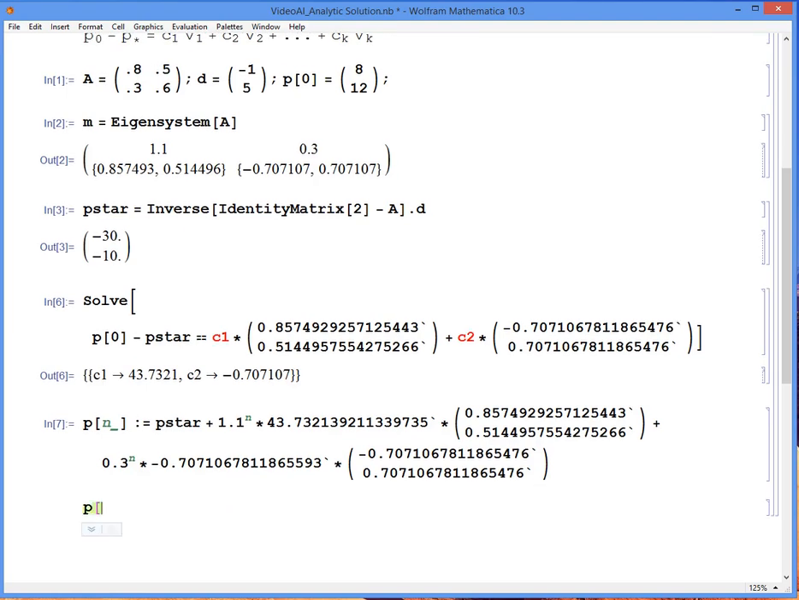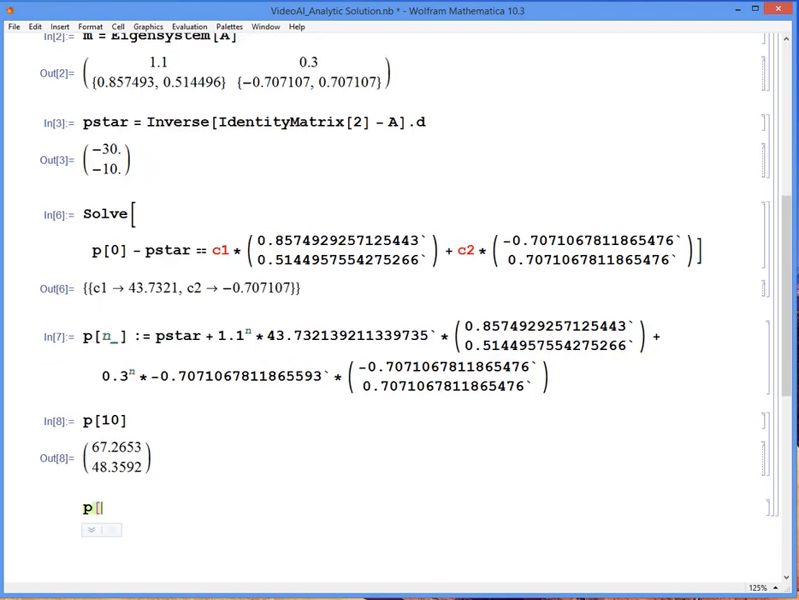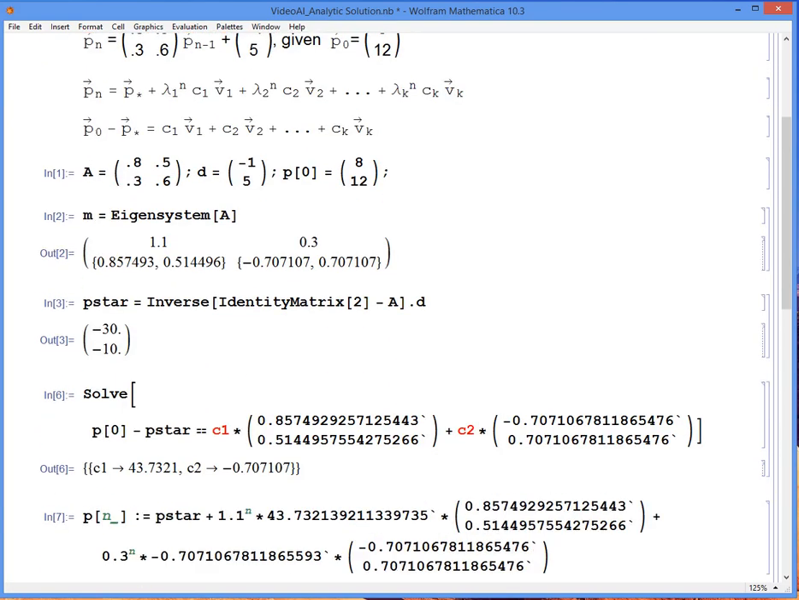So I can solve for P10, and there we are, or I can solve for P100, and I get an answer. And so we can see just from doing P10 and P100 that the system is growing, so it seems to be diverging away from my equilibrium values, which were up here at -30 and -10. But we don't have to iterate like P10 and P100 to know that the system will be diverging.